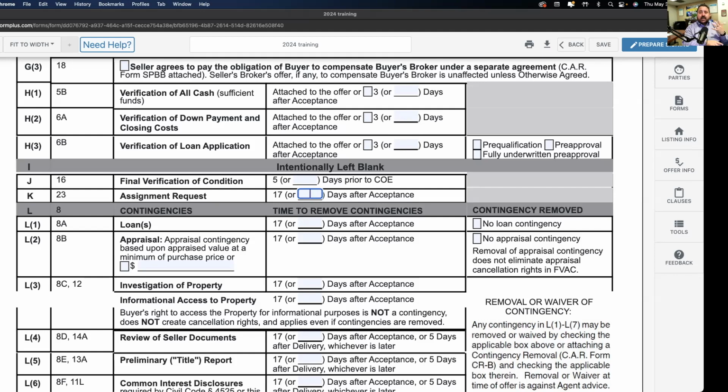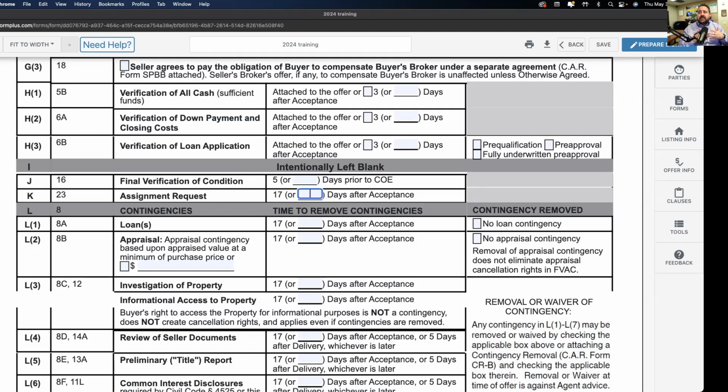Now, I could assign it to a completely different person. I can assign it to an entity that I am an owner of. I could assign it to an entity that I am a partner of. I could assign it to a completely different entity. Doesn't matter. That's what an assignment is.